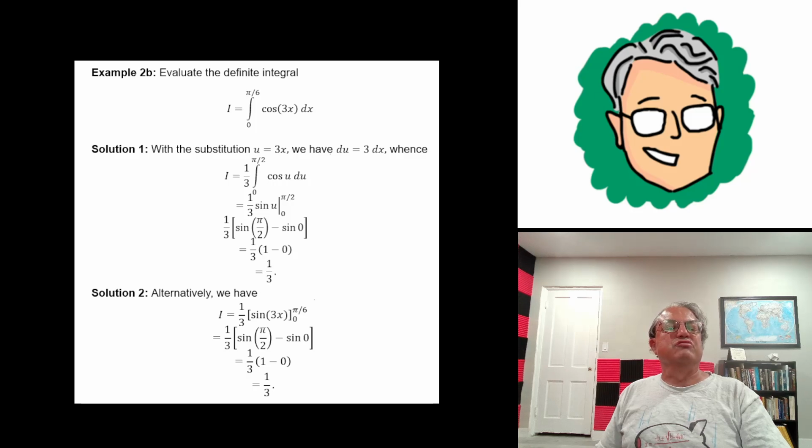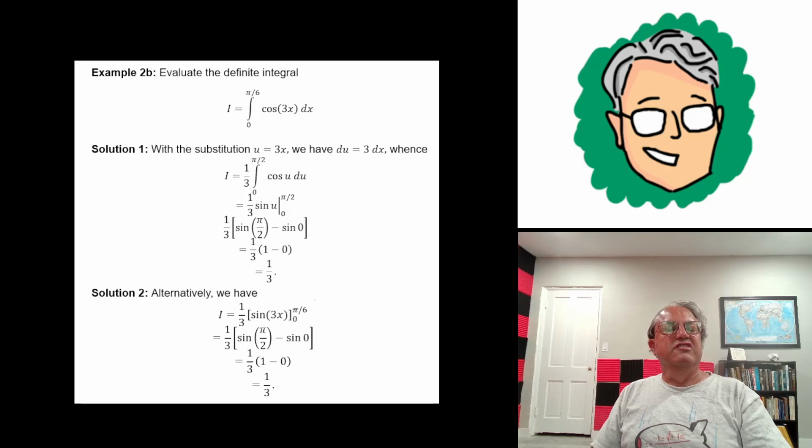But now we have to change the integration limits to limits on u. Since u is 3 times x, we multiply these integration limits by 3. The lower limit's still 0, but the upper limit's now pi over 2. So now we get 1/3 sine u evaluated from u equals 0 to pi over 2. That's 1/3 times sine pi over 2 minus sine 0. Sine of pi over 2 is 1, and sine of 0 is 0, so it's 1/3 times 1 minus 0, which is just 1/3. That's the easy way to do it.